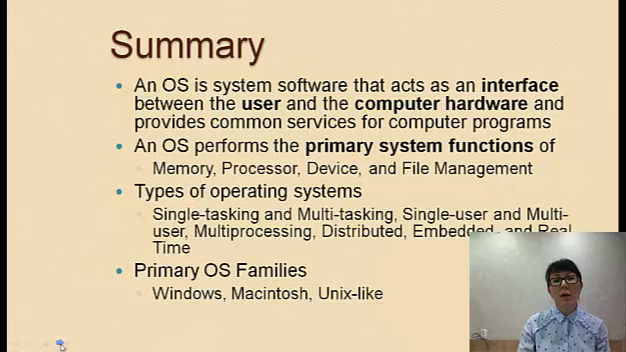So, an operating system is system software that acts as an interface between the user and the computer hardware and provides common services for computer programs. An operating system performs the primary system functions of memory, processor, device, and file management. Types of operating systems: single tasking and multitasking, single user and multi-user, multiprocessing, distributed, embedded, and real-time. Primary OS families are Windows, Macintosh, and Unix-like.